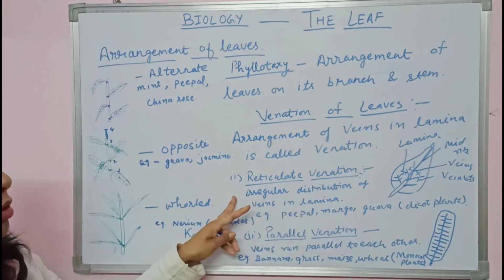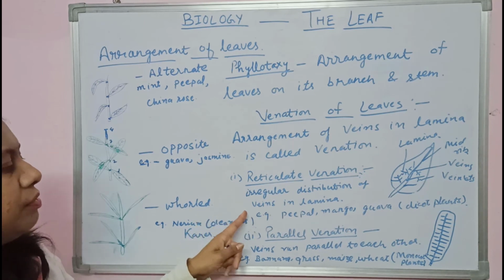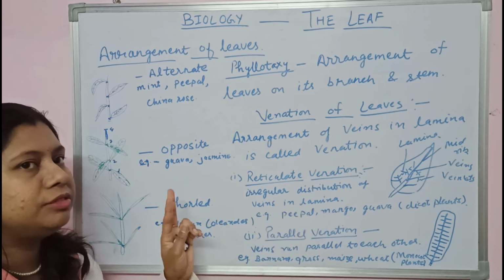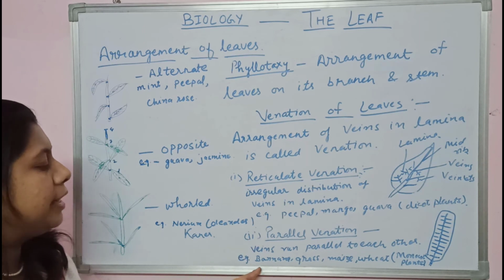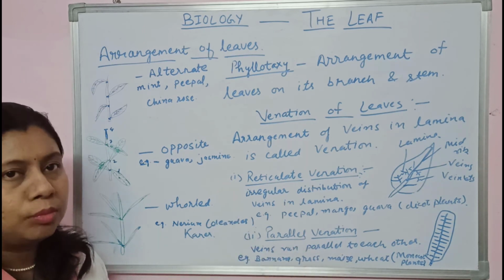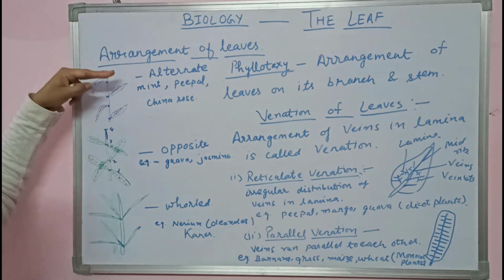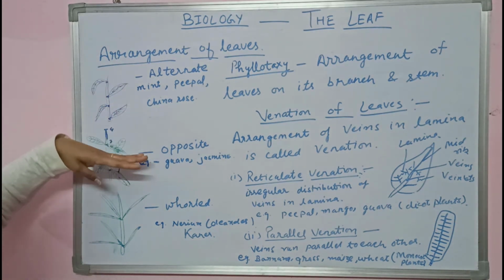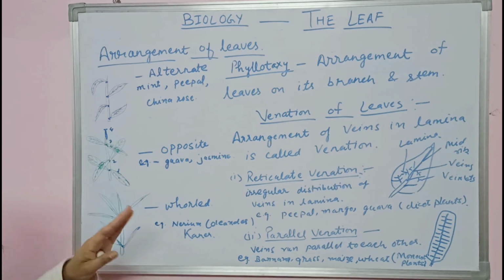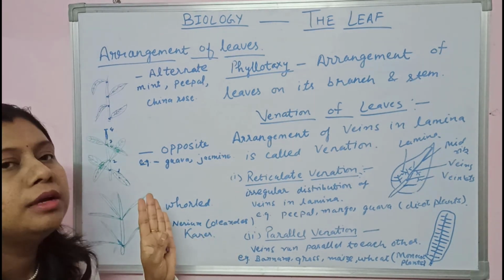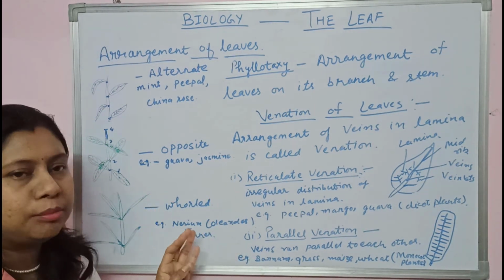Reticulate venation is the irregular distribution of veins in lamina. You will find it in peepal, mango, guava. In parallel venation, veins are parallel to each other. You will find these in banana, grass, maize, wheat, monocot plants. Now, you tell me what is the difference between alternate, opposite, and whorled, and what is the difference between reticulate venation and parallel venation, with examples.